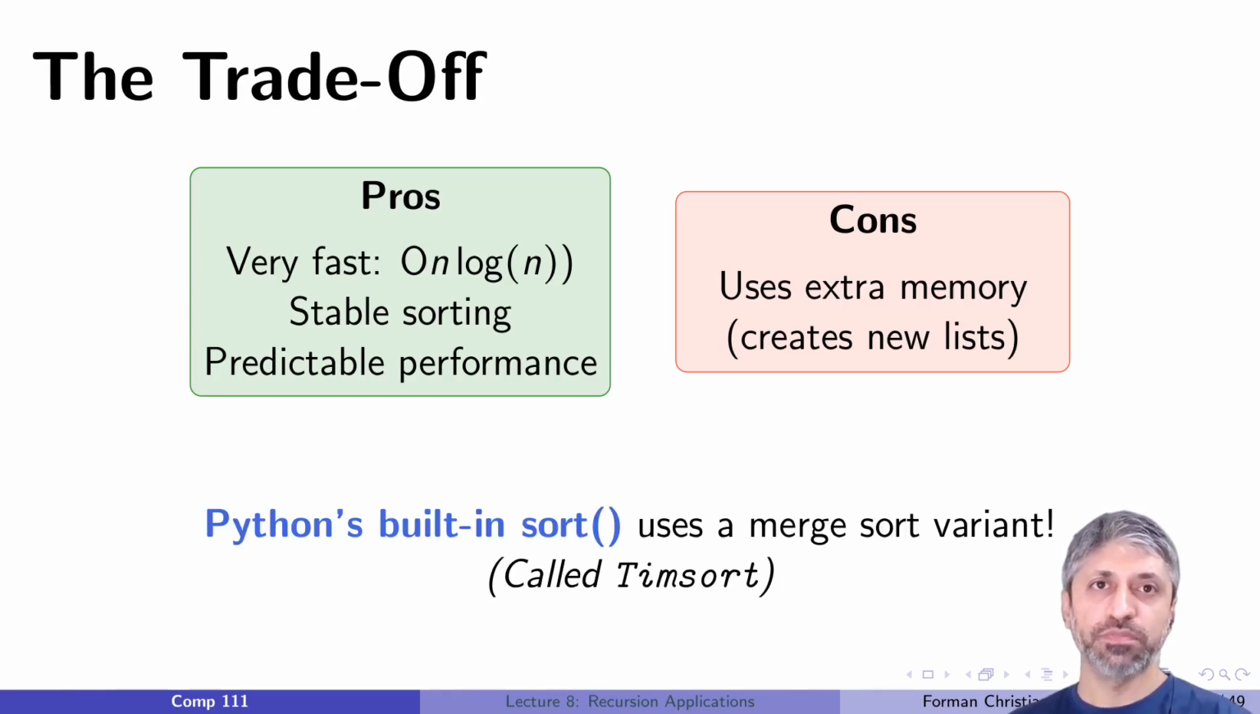Python's built-in sort and sorted use timsort, which is a heavily optimized version of merge sort. So the algorithm that you learned is the real deal, basically.